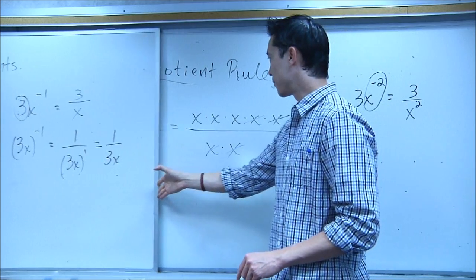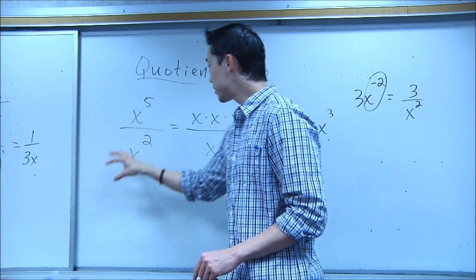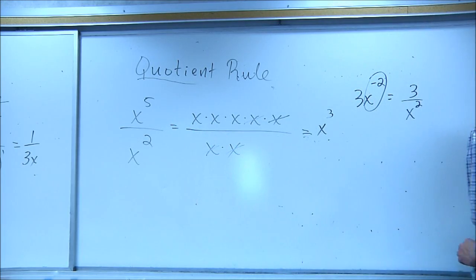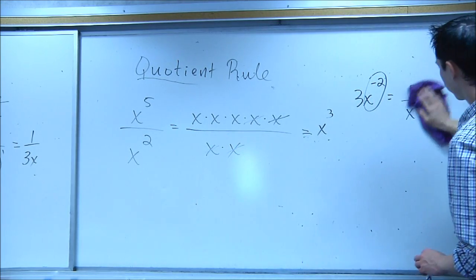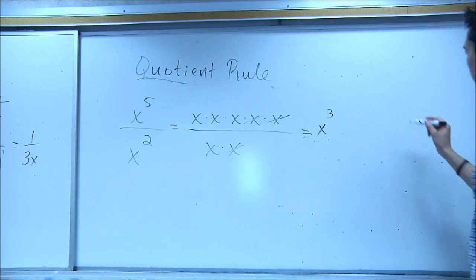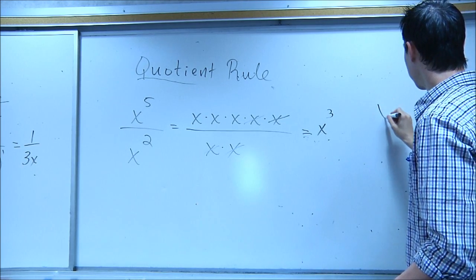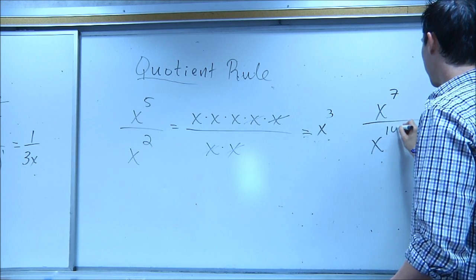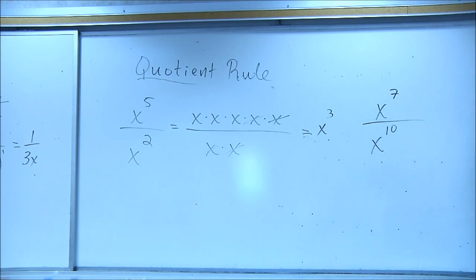Okay, now, let's do this same problem, but let's put more on the bottom than on the top and see what happens. So how about this? I want you guys to do x to the 7th divided by x to the 10th. Okay? Go ahead. Do that problem long by hand, just real fast, and then tell me what you're left with.